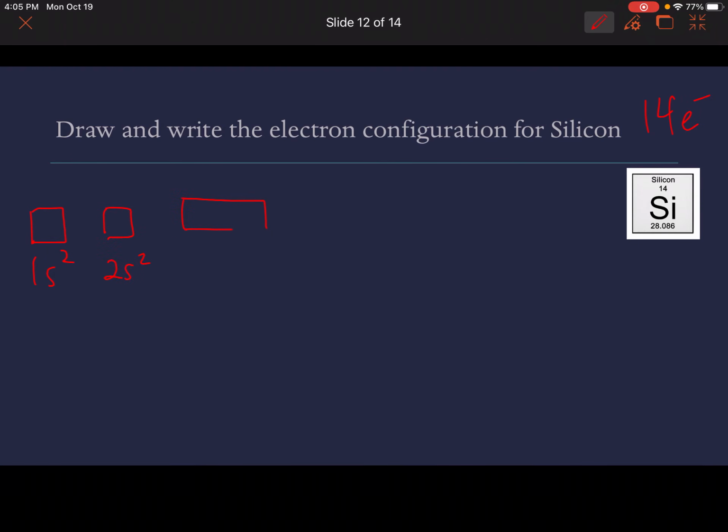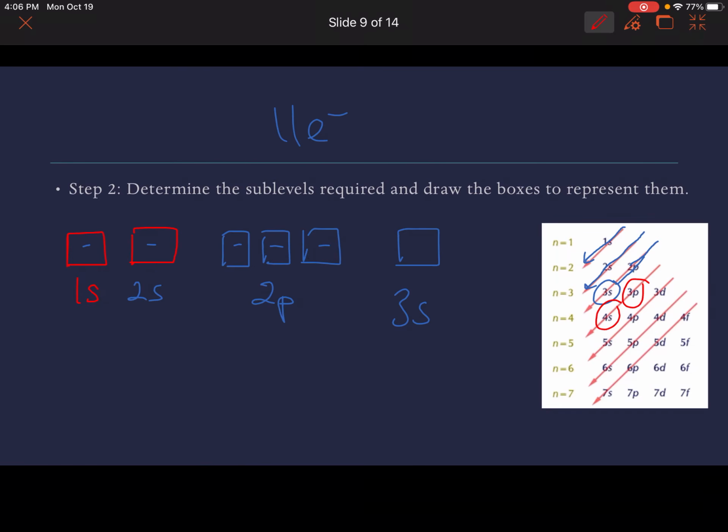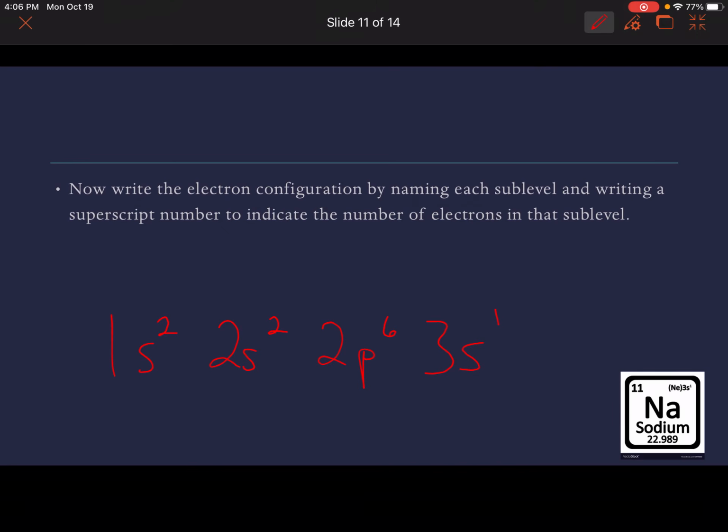Now, sometimes I actually like to draw my boxes together like this. You can choose how you want to do it. This is 2p6. And I'm at 3s2, so I'm at 2, 4, 6, 8, 10, 12. So I've got 2 electrons more. Let's go back to that chart and find which one we go to next. So 3p is the one we go to next.